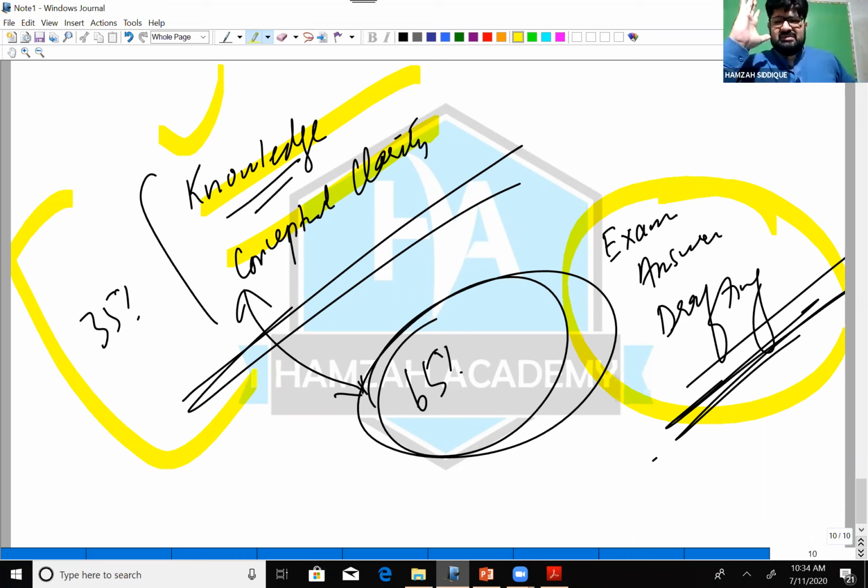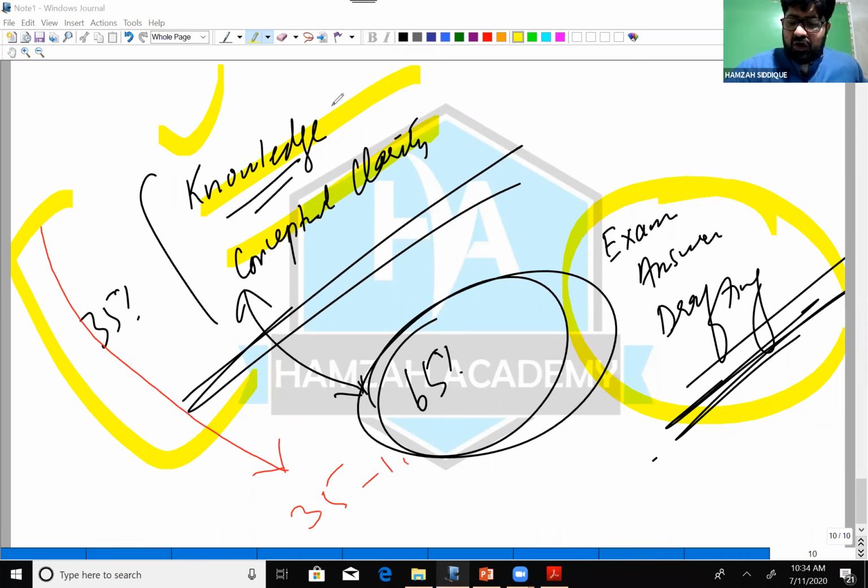35% marks, normally, are covered by it. And then above that, from 35 to 100, it is all about answer drafting. How well versed you will be with that.